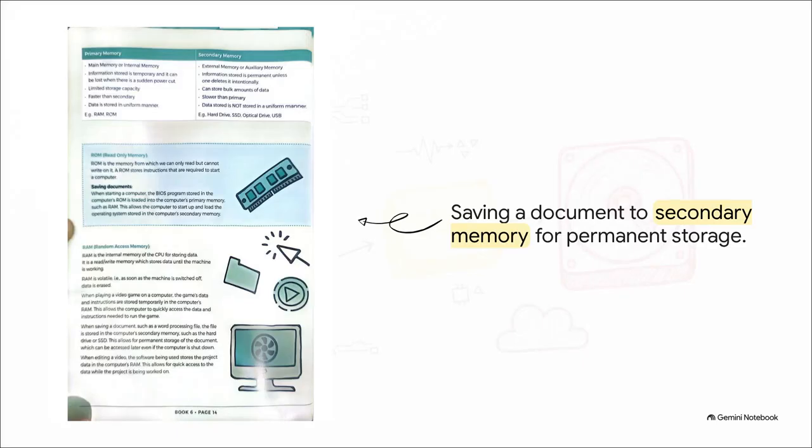Let's visualize how this workflow actually plays out. When you're typing up a document, you're working actively in RAM, but the exact moment you click Save, that file gets transferred out of the temporary RAM and is physically written into your secondary memory, like a hard drive or an SSD. That document is now locked in safe and sound, meaning you can shut the whole computer down, go to sleep, and it'll be right there tomorrow.